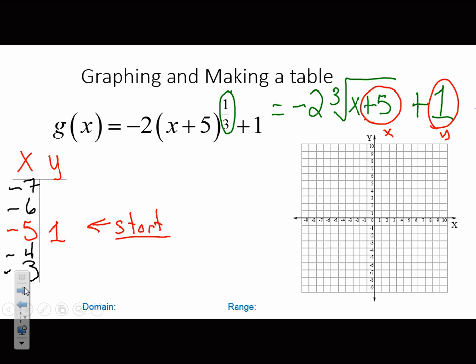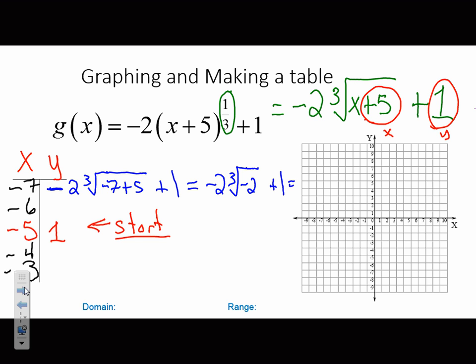Now we're just going to plug these in. So for 7, we'll have negative 2. Don't forget about that negative, or it's going to change your work. So negative 2 times the cube root of negative 7 plus 5 plus 1, which equals negative 2 times the cube root of negative 2 plus 1. And our answer is going to be 3.5 after we put that in our calculator. Put this in your calculator to get your answer.